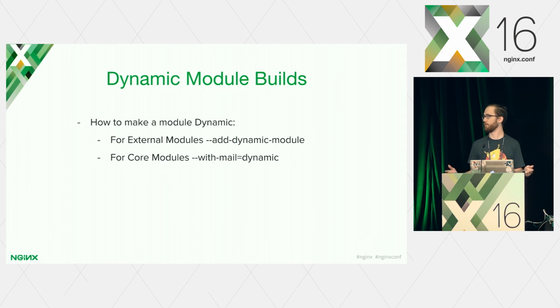When you're going to make a module dynamic, it's very similar to how you do static ones, only for the external modules, it's --add-dynamic-module, and then again, the path to your module. And for core modules, you can do any of the normal ones, like the example I use there is --with-mail, and then you just say =dynamic to build the .so off of it.